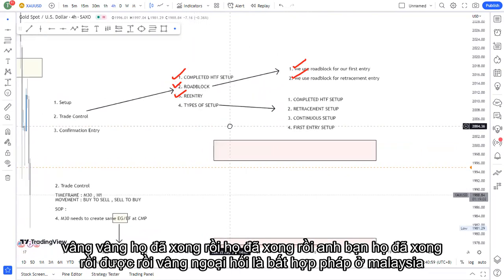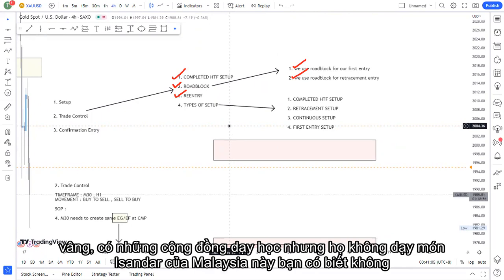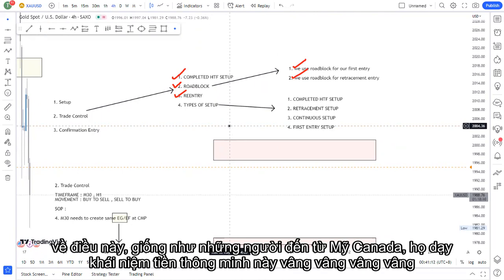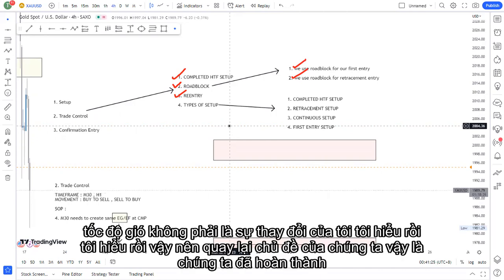Forex is illegal in Malaysia as well. Oh, okay. It's illegal in Malaysia, yeah, but people have started trading it. There are communities who teach, but they don't teach this Malaysian standard. Do you know about the people from the US and Canada who teach the smart money concept? They teach those kinds of setups, but that is very subjective and the win rate is not very high. I see.